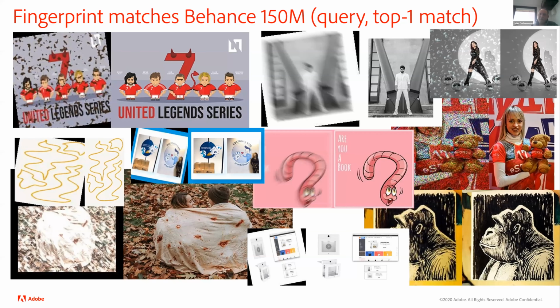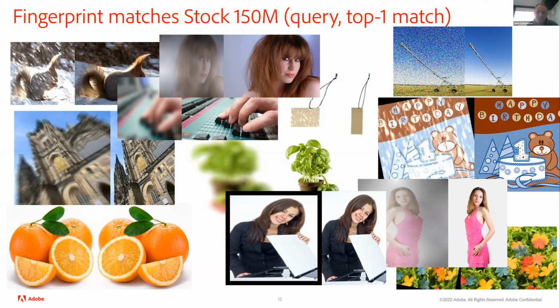So to give some examples of retrieved results, this is a corpus of 150 million images that are on the Behance website, which is a website of creative content. It's quite diverse in its artistic content: there's vector art, there's paintings, there's photographs, there's all sorts of different media there. And on the left, you can see a query that has been subjected to some benign transformation, in some cases quite serious quality degradation, and then the top one match that comes back from those 150 million images on the right. And you can see some similar results here from Adobe Stock of a similar size corpus.